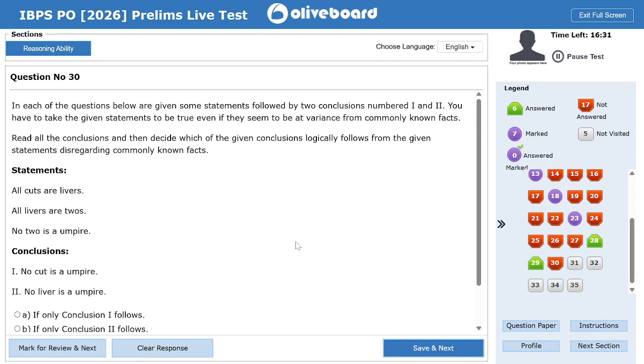All cards are levers. All levers are toes. No toe is a umpire. अच्छा, toes, no toe is umpire. So no card is umpire. No card is umpire. Yes. No lever is umpire. Yes. So both follow.